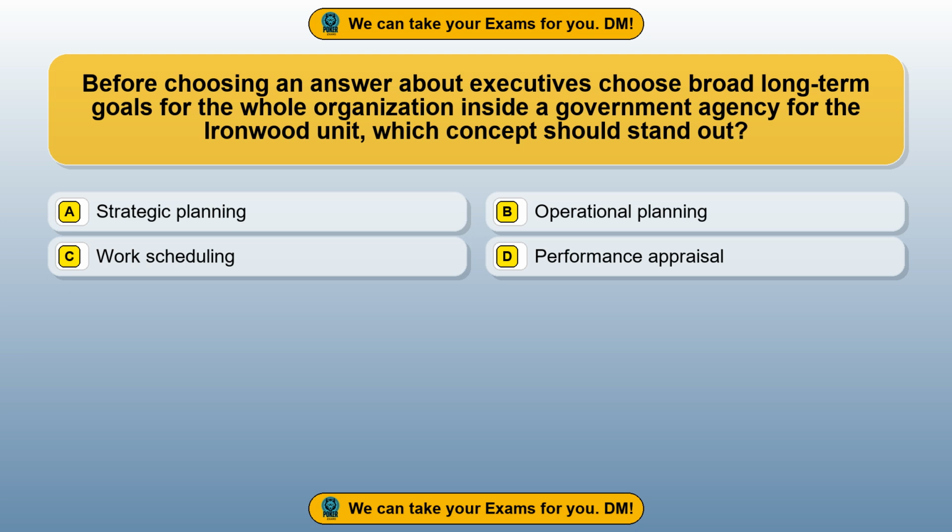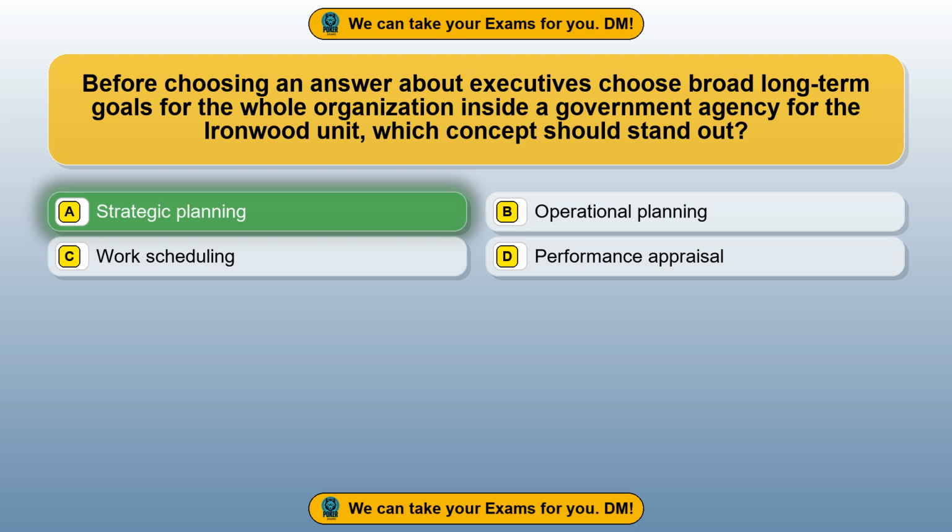Question 70. Before choosing an answer about executives, choose broad long-term goals for the whole organization inside a government agency for the Ironwood unit. Which concept should stand out? Option A, strategic planning. Option B, operational planning. Option C, work scheduling. Option D, performance appraisal. The correct answer is option A, strategic planning.